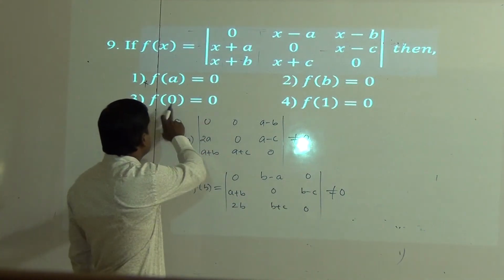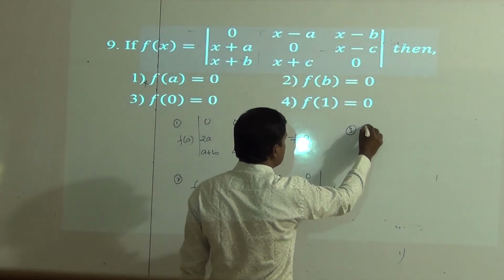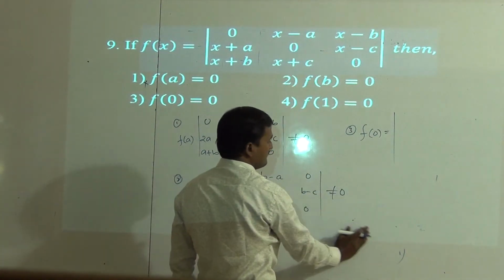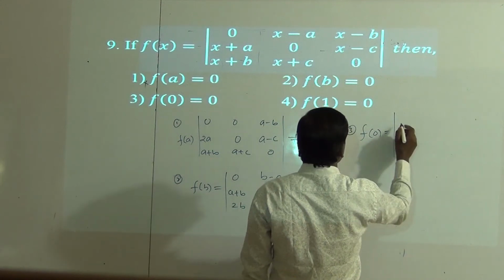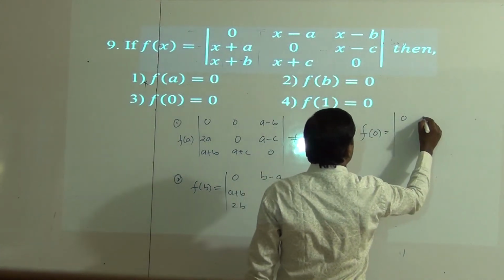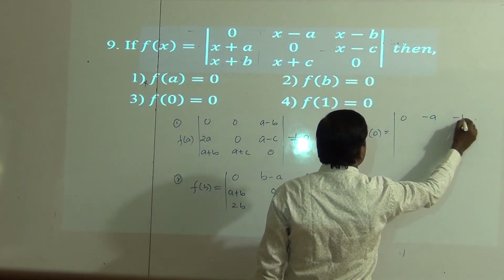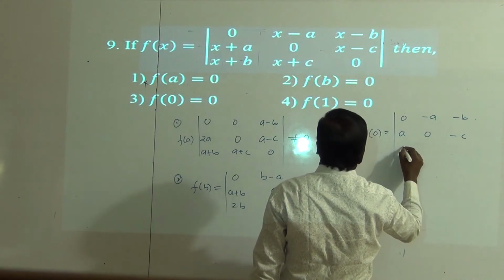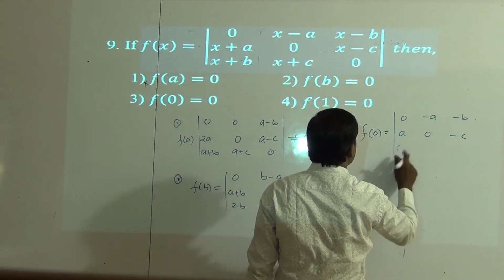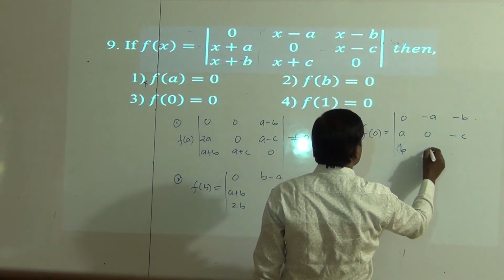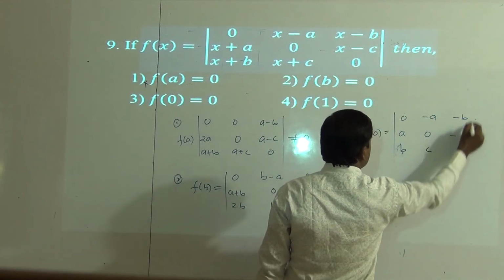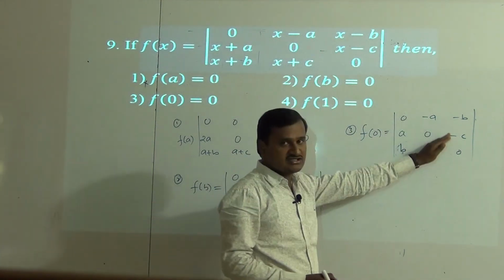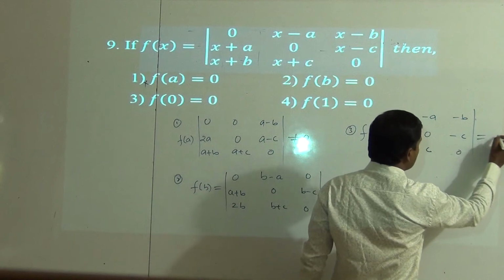Now I will check the third option, that is, replace the value of x by 0. So in the place of x you have to put x equal to 0. Here it is minus a, and here it is a minus b, here it is a plus a, minus a, 0, sorry, here it is ab, and here it is ac, and here it is 0, right? Check after expanding this determinant, are you getting this equal to 0, right?